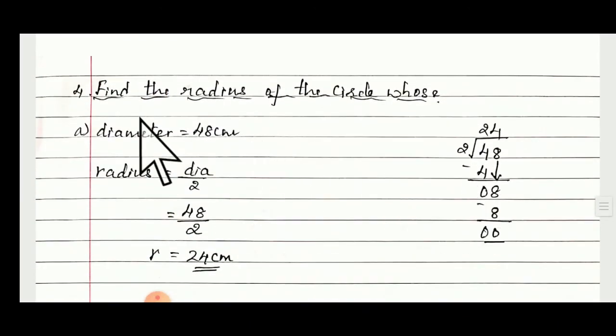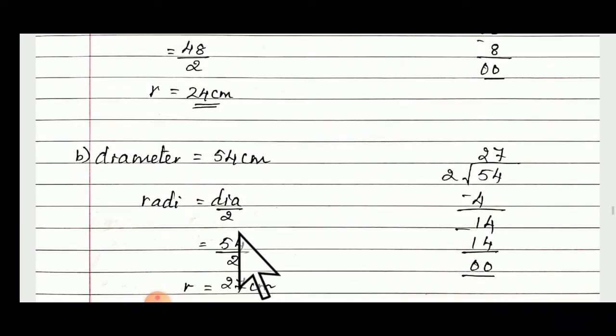Next, question number 4, find the radius of the circle whose diameter is 48 centimeters. Radius is half of the diameter. So at that time we are going to divide. Radius is equal to diameter by 2. What is the given value? Sorry, diameter 48. 48, when we divide by 2, you will get radius 24 centimeters.